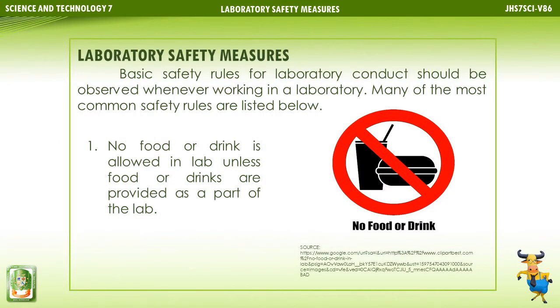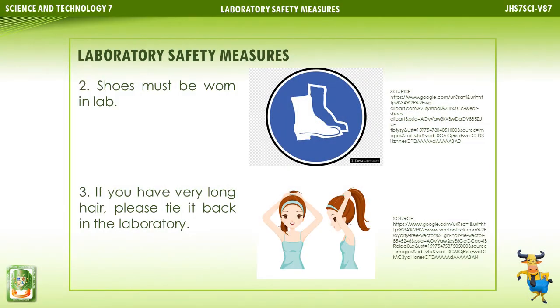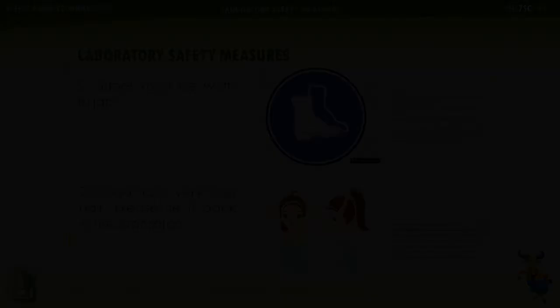Laboratory safety measures. Basic safety rules for laboratory conduct should be observed whenever working in a laboratory. Many of the most common safety rules are listed below. 1. No food or drink is allowed in lab, unless food or drinks are provided as a part of the lab. 2. Shoes must be worn in lab. 3. If you have very long hair, please tie it back in the laboratory.